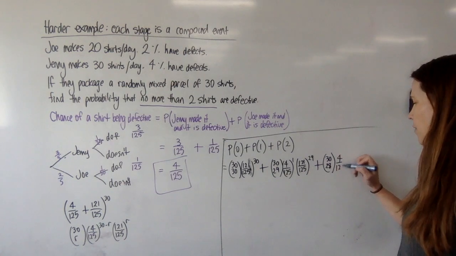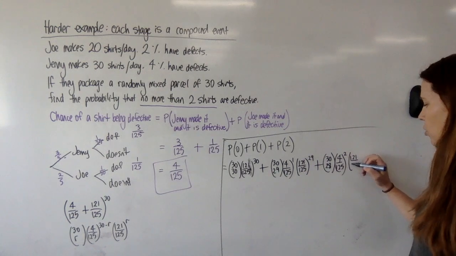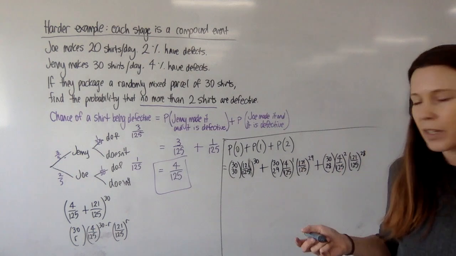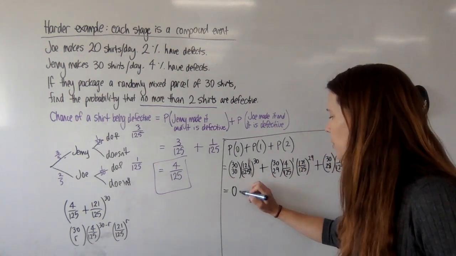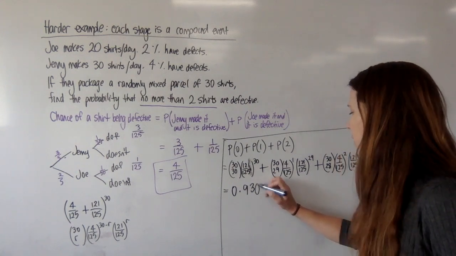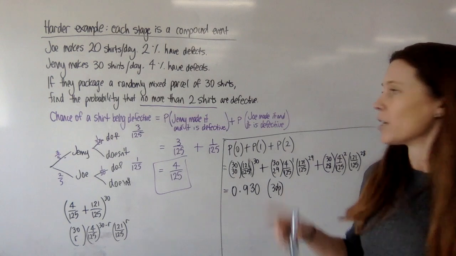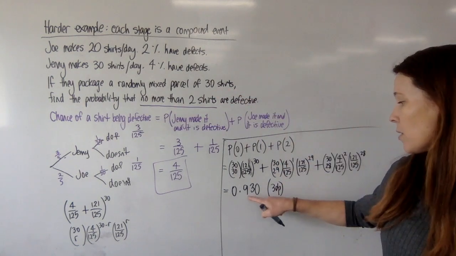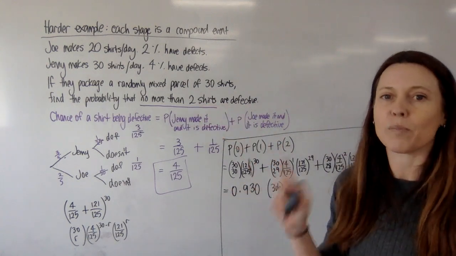The chance of a defect, we can have 2 of those, and we can have 28 shirts that are not defective. That's my working. All of that goes into the calculator, and I think we end up with 0.930 to 3 decimal places. So the chances are pretty good that when Joe and Jenny send out a randomly mixed parcel of 30 shirts, it's a 93% chance that there's no more than 2 bad shirts in there.